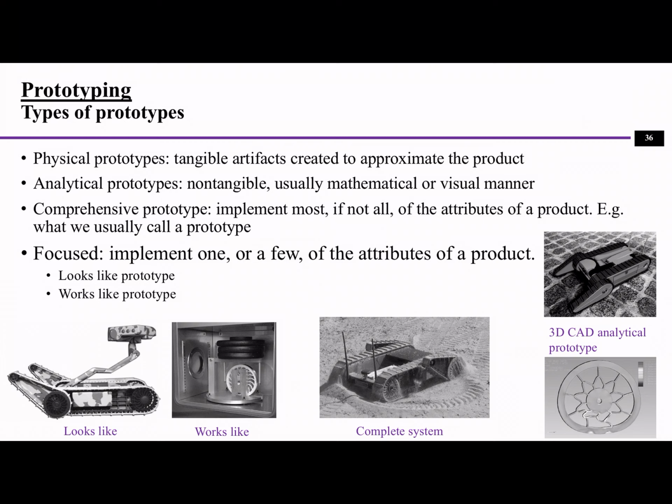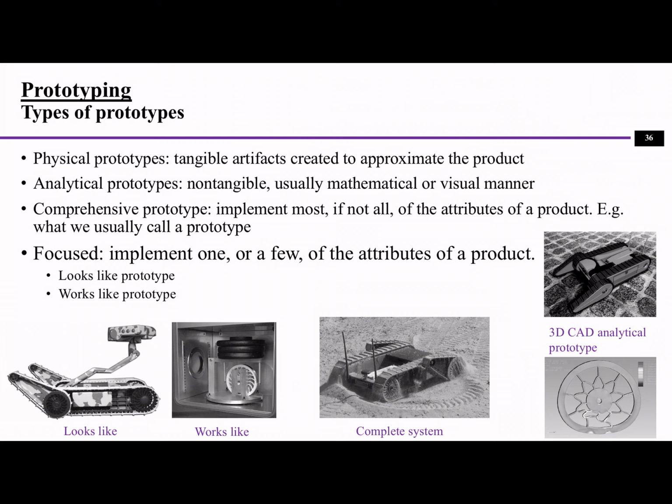One is a physical prototype. Physical prototypes are tangible. They're artifacts created to approximate the product, basically something we can normally see. Another prototype is an analytical prototype. Those are non-tangible, usually mathematical or visual. A lot of times they are 3D models or computer simulations.